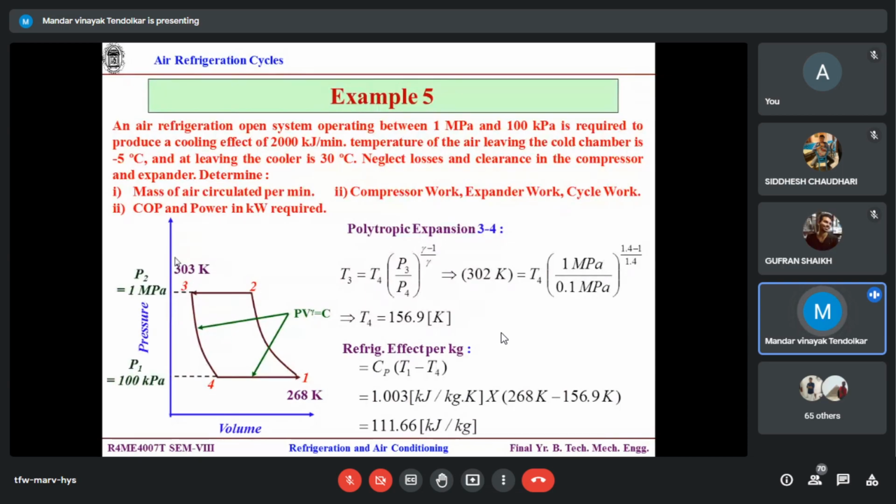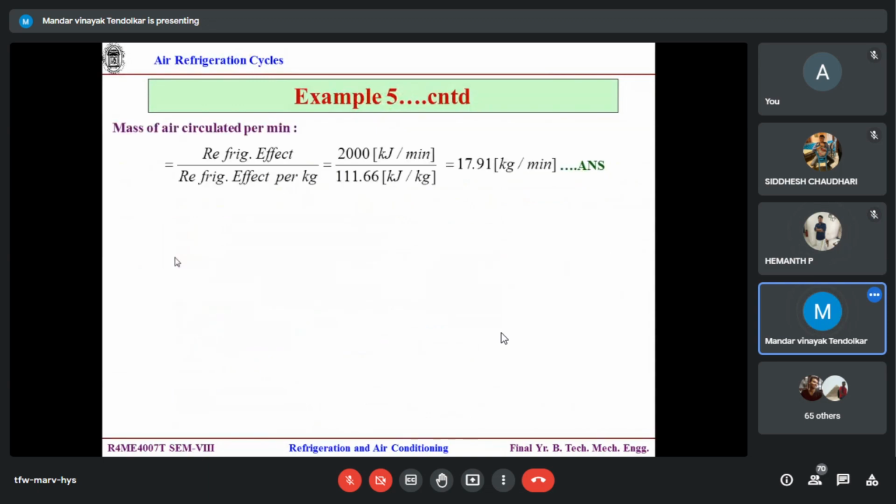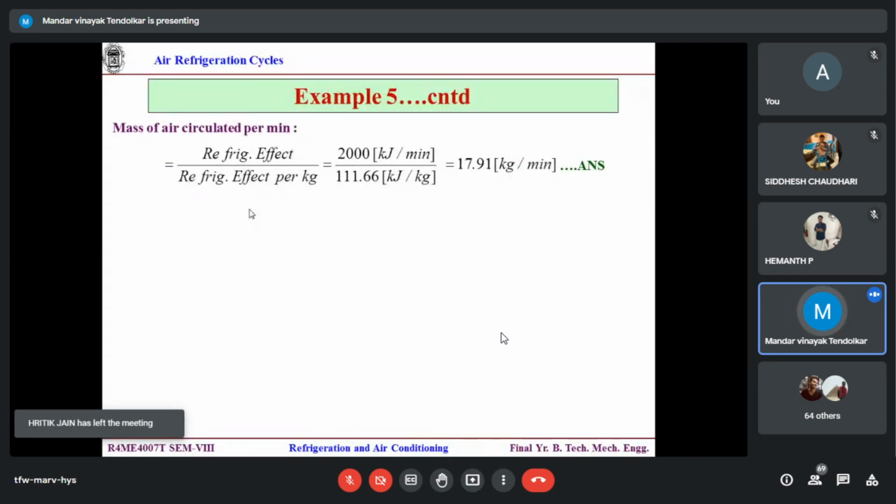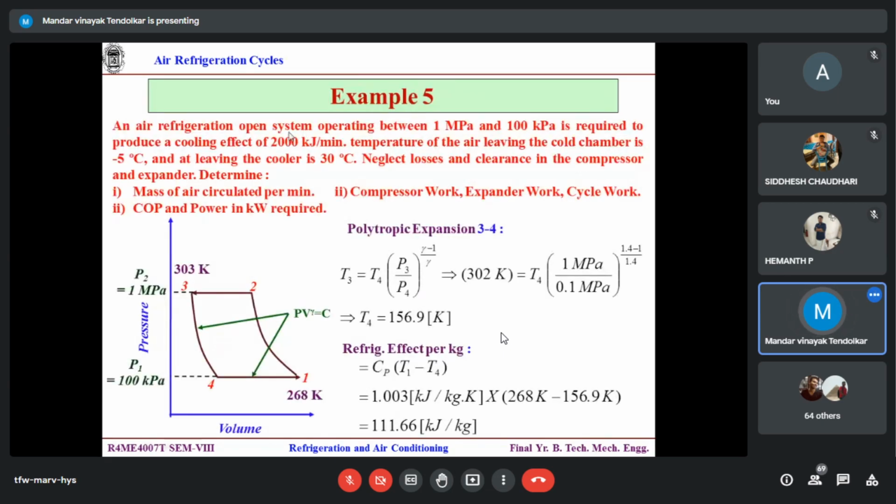Fine. So you calculate the refrigeration effect. Is the value correct? Yes, sir. 111.66. Okay. Now, you don't know the mass flow rate. You have to calculate it because you want the power in kilowatt. Air is the refrigerant. So refrigeration effect is known. Refrigeration effect per kg, this is the total refrigeration effect, and this is refrigeration effect per unit mass.